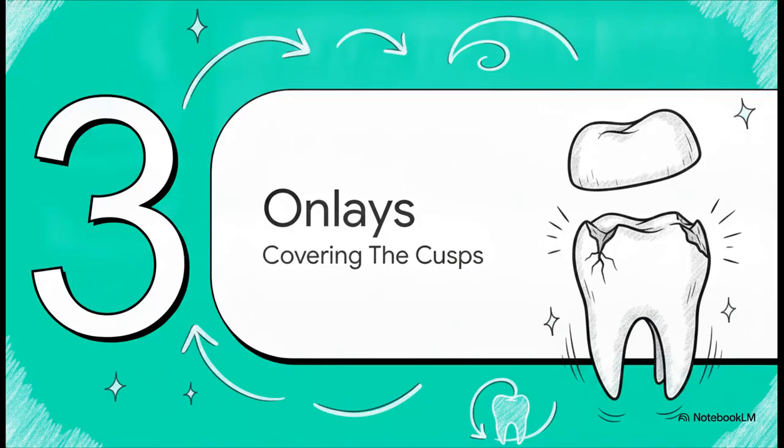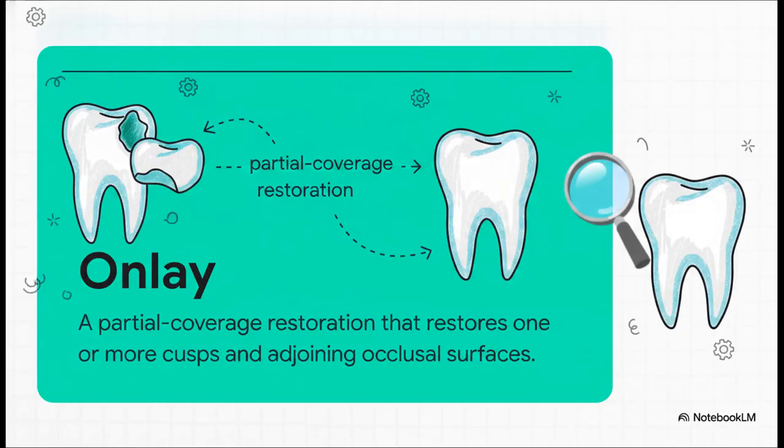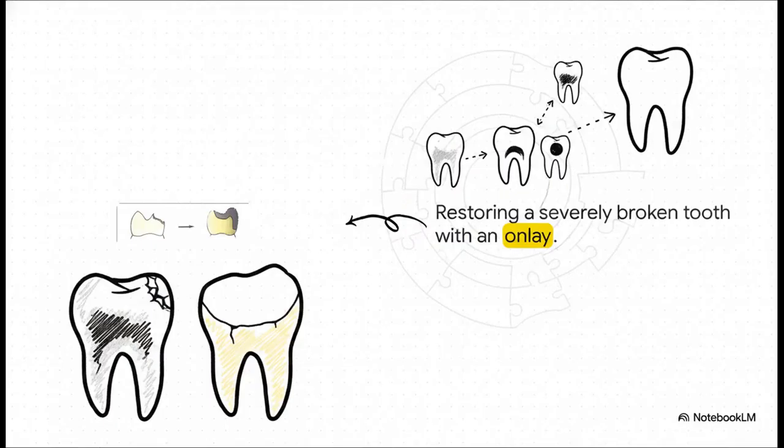Number 3. Onlays, covering the cusps. An onlay is a partial coverage restoration that restores one or more cusps and the adjoining occlusal surfaces. Before it's placed, the tooth is reduced just enough so that this onlay can completely reestablish the occlusal, or biting, plane. You can basically think of an onlay as an inlay that's been supplemented with an occlusal veneer to handle far more extensive damage. Take a look at this.